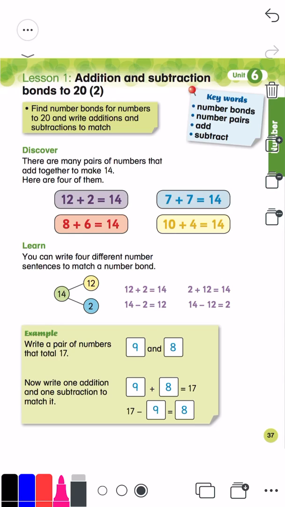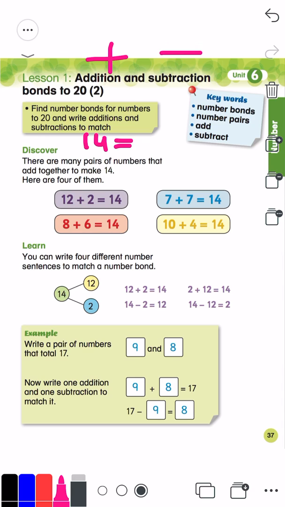Hello, my friends. Today's lesson is addition and subtraction bonds to 20. If I give you any number, you have to find two numbers that add together to make this number.